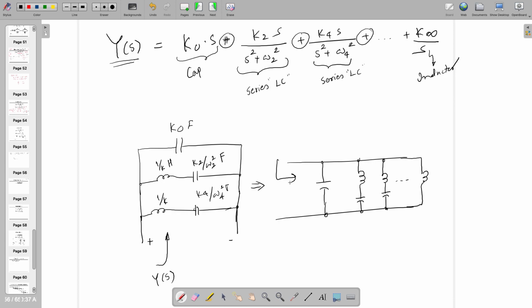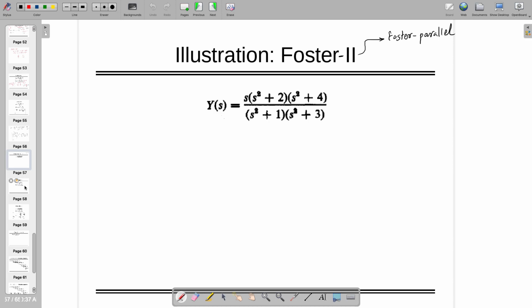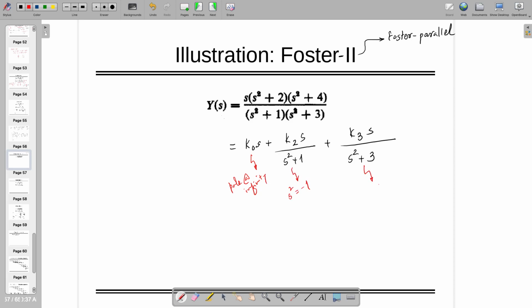So now I want to find out, this is the question given to you. You have to find out the following things. Still the numerator is higher than the denominator. So it will give you some K0 times s plus K2 s divided by s square plus 1, plus K3 s divided by s square plus 3. So you have to find out K0, K2 and K3. K0 s is nothing but the pole at infinity. This is a pole at minus 1, double poles are there, and this is s square equal to minus 3.